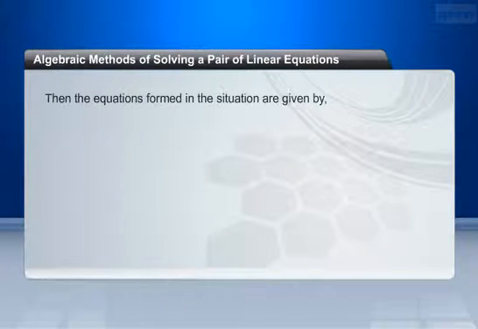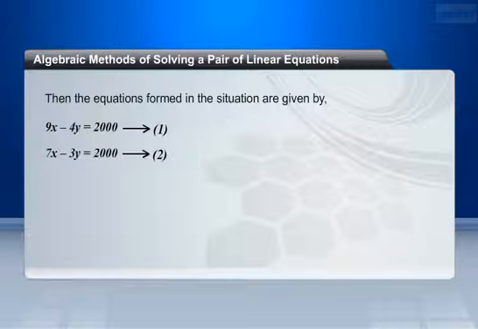Given that each one of them manages to save 2000 rupees per month, the equations formed in the situation are given by 9x minus 4y equals 2000, make it as equation 1, and 7x minus 3y equals 2000, make it as equation 2.